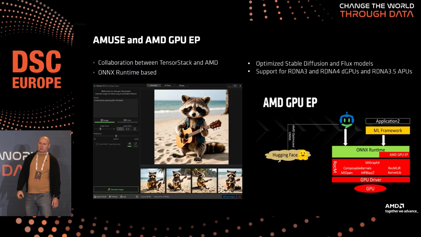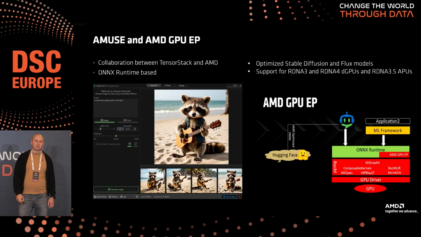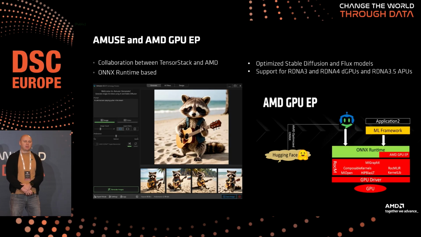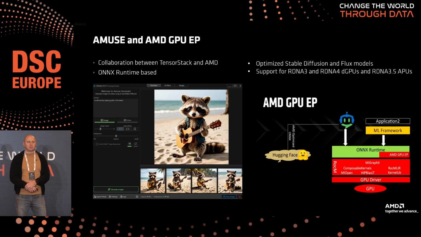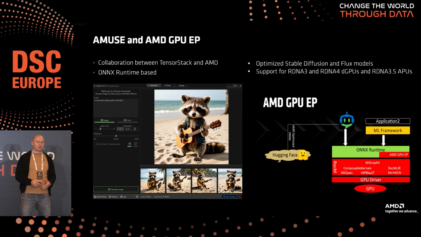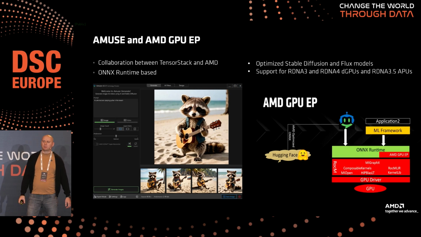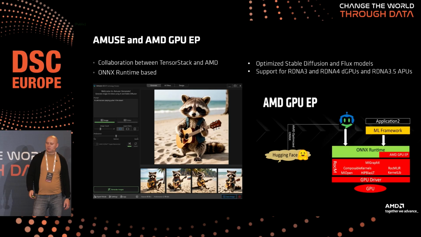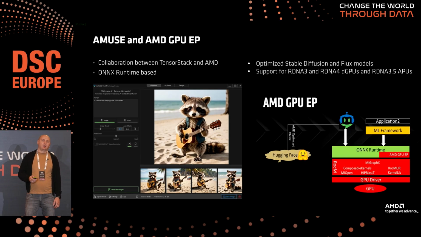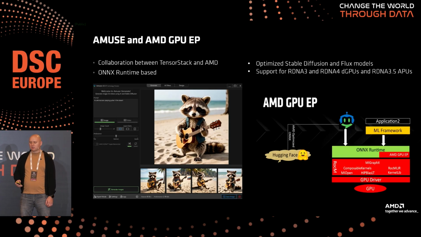Last but not least, the use case is something called Amuse in combination with the AMD GPU execution provider. It's ONNX Runtime based, so the Microsoft ONNX Runtime inference engine is used in the background with different execution providers. Every hardware vendor should add its own execution provider. So we worked on enabling our GPU execution provider. We added support for RDNA 3, RDNA 4, discrete GPUs, and APUs like Strix Point and Strix Halo.